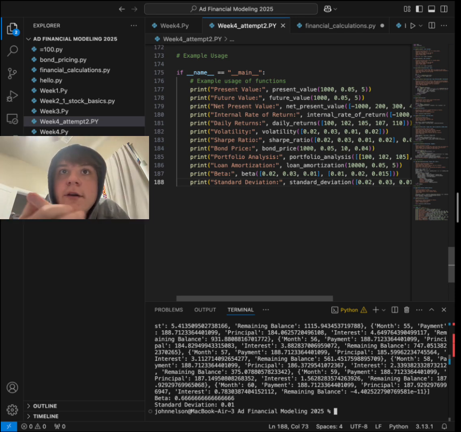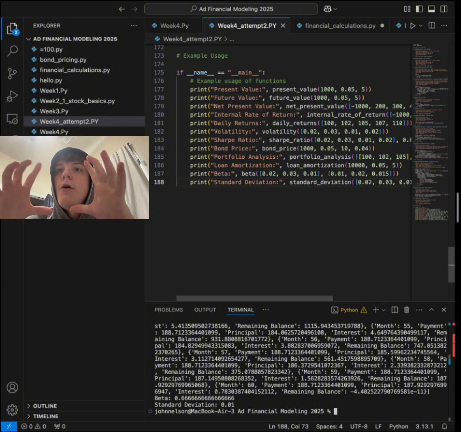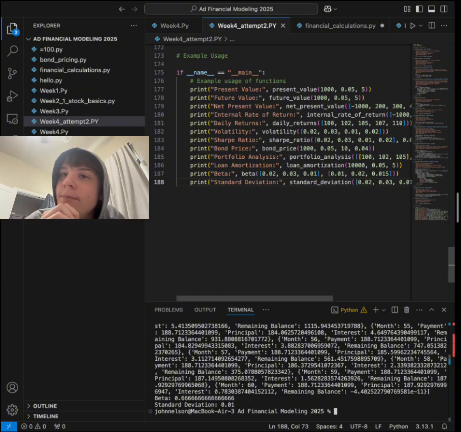Print present value, future value, net present value, internal rate of return, daily returns, volatility, Sharpe ratio, bond price, portfolio analysis, loan amortization, beta, and standard deviation. I couldn't get it to work unless I did it all in one, which is really weird, but it took me a long time to do this assignment.